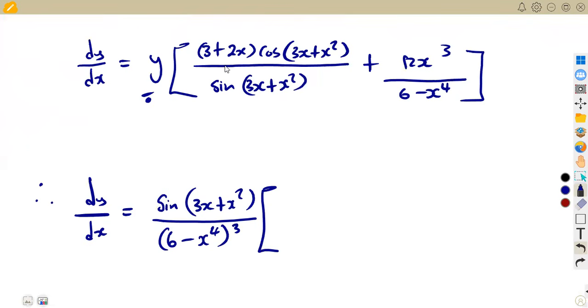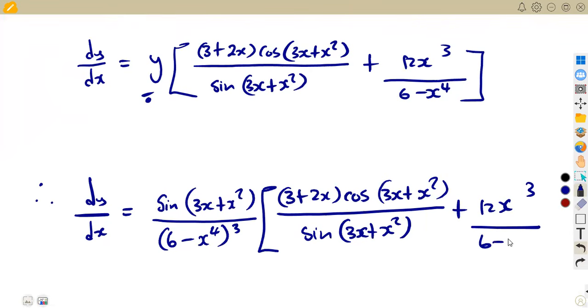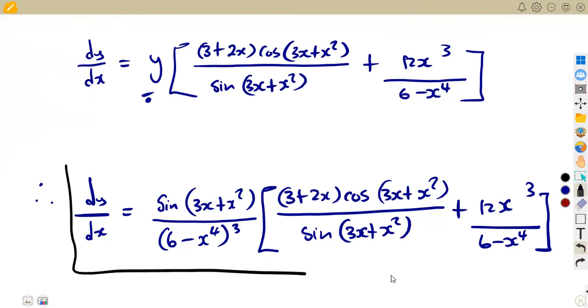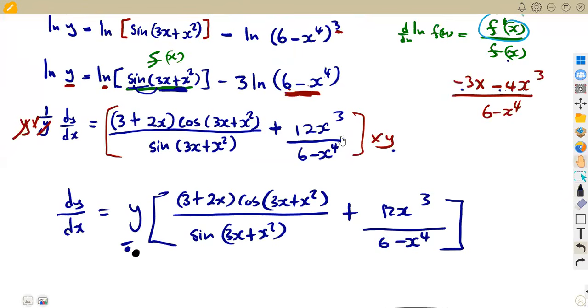All right, being multiplied into the whole of our bracket, which is going to be 3 plus 2x into the cosine of 3x plus x squared, everything over the sine of 3x plus x squared, all right, plus 12x cubed over 6 minus x to the exponent of 4. So this is the whole part that you are going to have now as your derivative of y with respect to x. Your answer is now supposed to consist of the y that you had here. You are supposed to substitute back that y that you were given before. So that is the play around of the logarithmic differentiation.